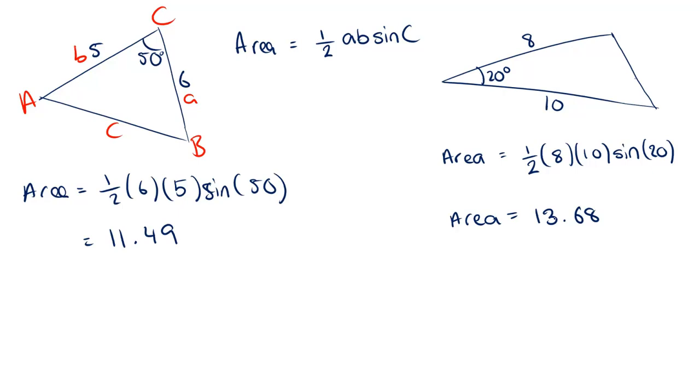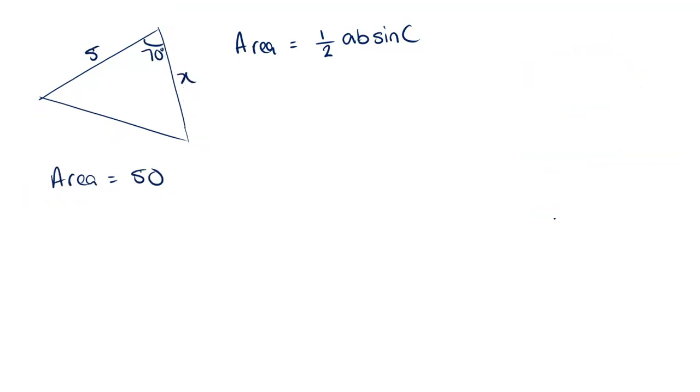Okay, we're going to go on and look at some problem solving questions. So here I have another example. In this example, I'm given the area. I know that the angle is 70. I know this side is 5, and then this side we would like to work out.